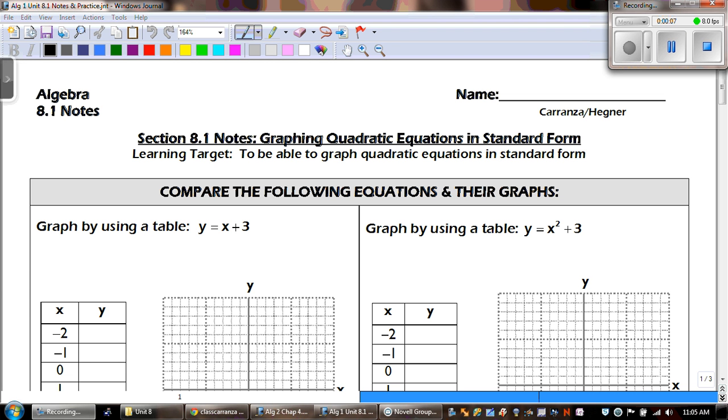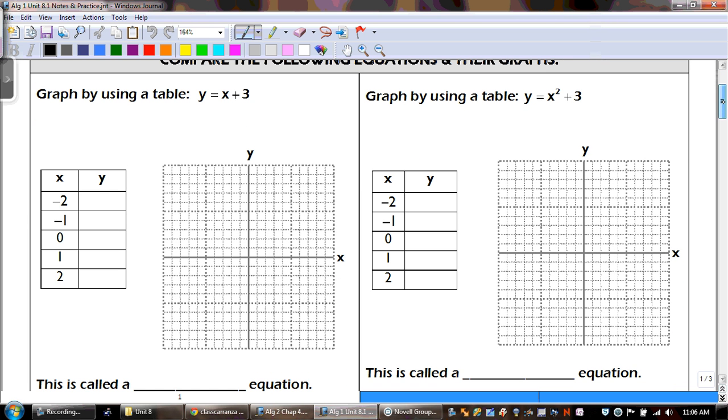Today we're starting a new section, and we're going to start with graphing quadratic equations in standard form. Our learning target today is to be able to graph quadratic equations in standard form. It asks us to compare the following equations and their graph. Our first graph on the left is y equals x plus 3.